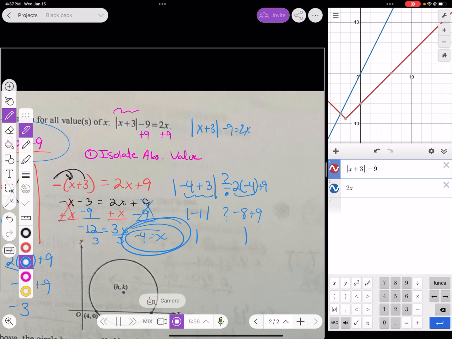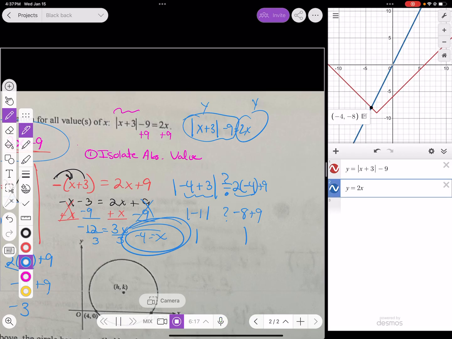So, to be a little more official, just y equals, there's my first equation. And then y equals, that's my second equation. So I make this side y1 and I make this side a second equation. And then I just look where they cross each other, right? They cross right there when the x is -4. And that's the answer I have.